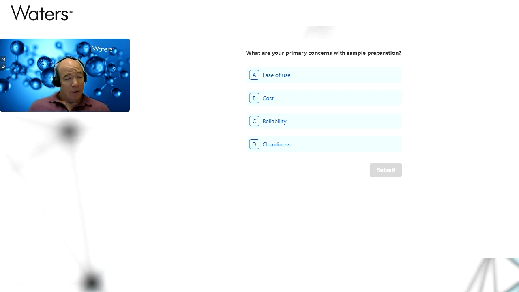So our final poll question is more general: what are your primary concerns with sample preparation? Does it have to be easy to use? Is cost a big consideration? Do you want it to be reliable so you can depend on it? Or is absolute cleanliness the most important thing? I'll give you a few seconds to answer this question, and then we'll continue on.